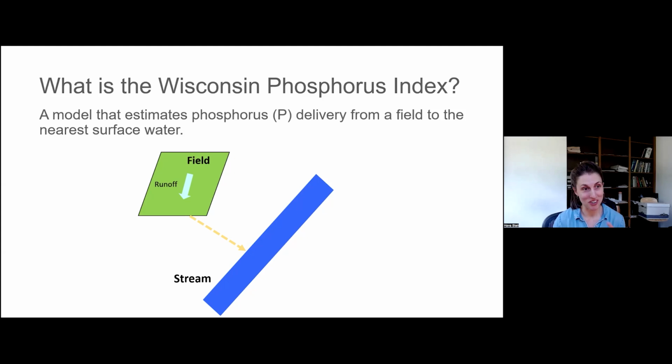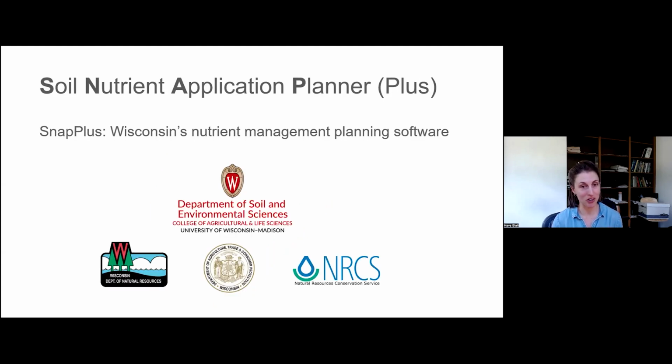And even if you haven't heard of the Wisconsin P Index, it's possible that you have heard of SNAPPlus, the Soil Nutrient Application Planner Plus, which is the nutrient management planning software that our team builds here at the UW. We have been around for about 20 years now, going through different versions of the software and continuing to evolve it. We're really grateful for support from DNR, DATCAP, and NRCS that allow us to do this, and also help from Extension to get the word out about this tool to help manage nutrients. For the focus today, think about how we identify the best places to put phosphorus so that we're at less risk of losing it.